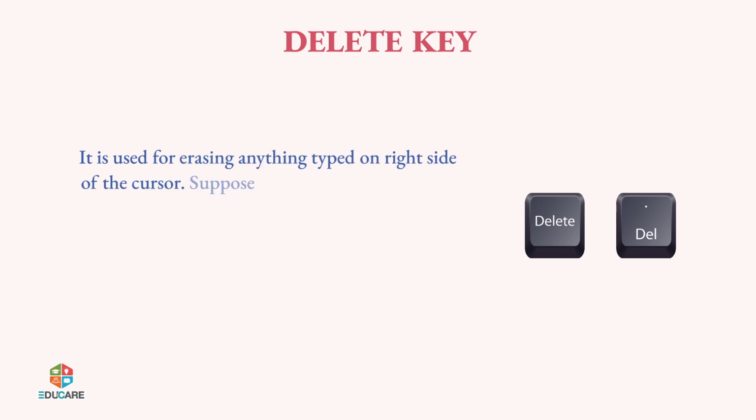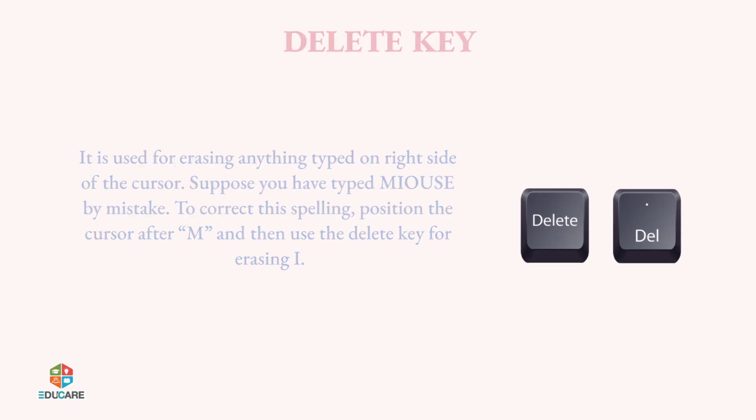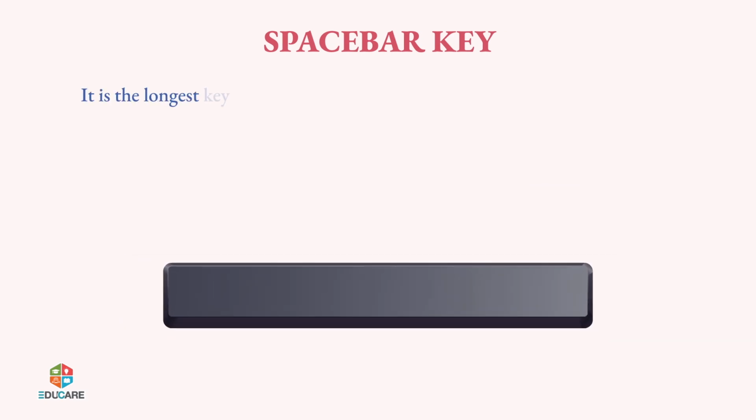Delete key. It is used for erasing anything typed on the right side of the cursor. Suppose you have typed "MIOUSE" by mistake. To correct this spelling, position the cursor after M and then use the delete key for erasing I. Spacebar key. It is the longest key on a keyboard.